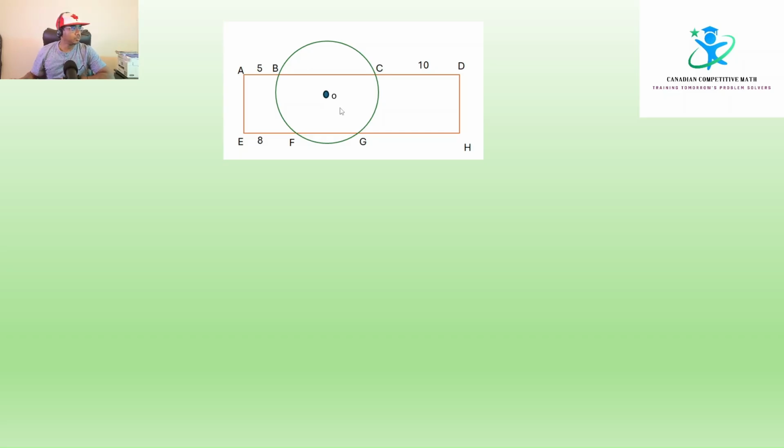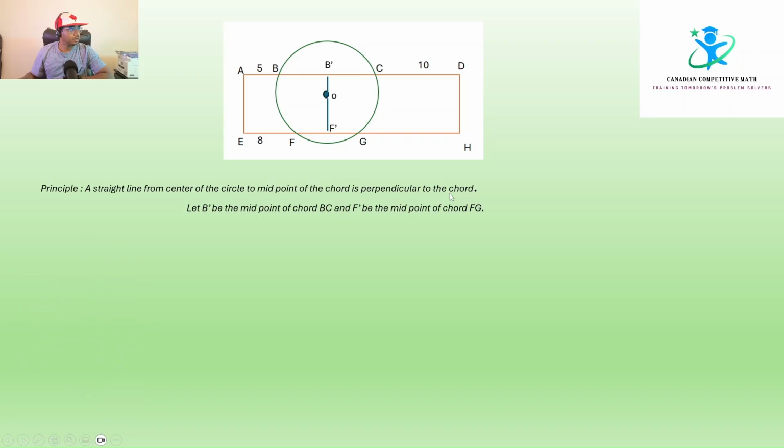So let us assume that O is the center of the circle. What we'll do is, from O, we will draw a line to B', which is the midpoint of the chord BC. And from the same O, draw a line to F', which is the midpoint of FG.